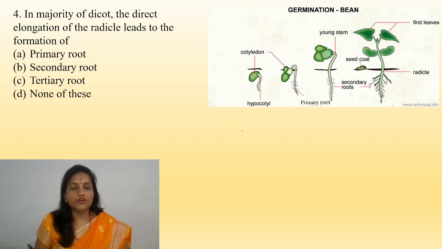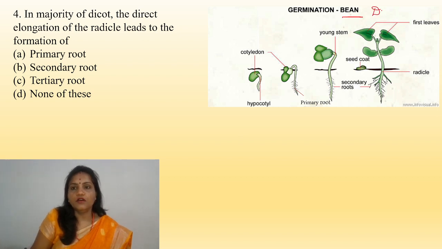In the majority of dicots, the direct elongation of the radicle leads to the formation of: option A, primary root; B, secondary root; C, tertiary root; D, none of these. Okay, let's understand the germination of a bean. So bean is an example of a dicot. This is the cotyledon. It has two cotyledons. Dicot means they will have two cotyledons.